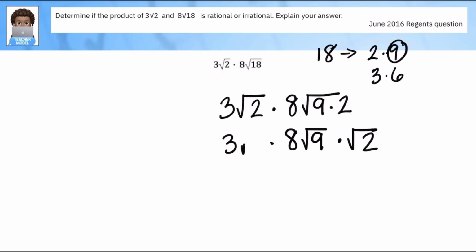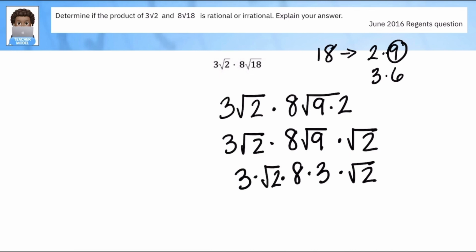And I'm going to write the first part out too. All right, so let's simplify. I'm going to simplify that square root of 9 to a 3. So that's 8 times 3 times square root 2. 3 times square root 2. All right, so looking here, I'm going to rewrite it and put all my whole numbers here in the front. So 3 times 8 times 3 times square root 2 times square root 2. All right, 3 times 3, I know is 9. 9 times 8 would give me 72.